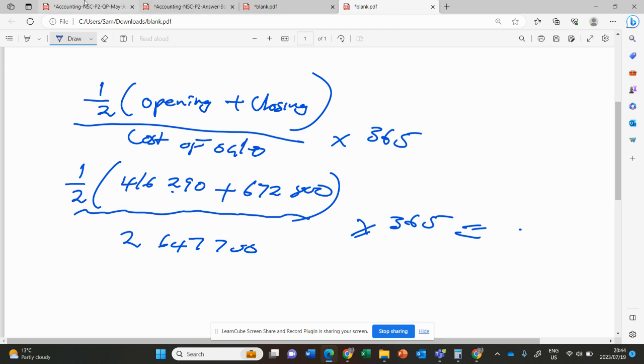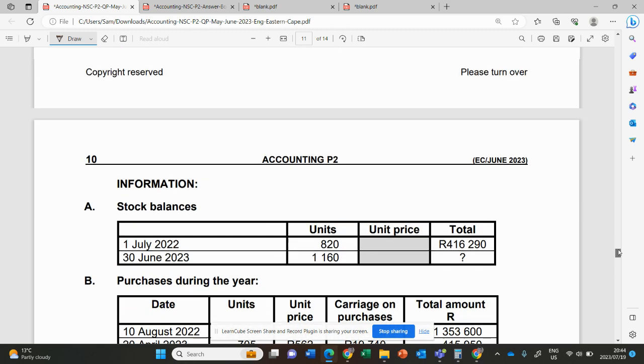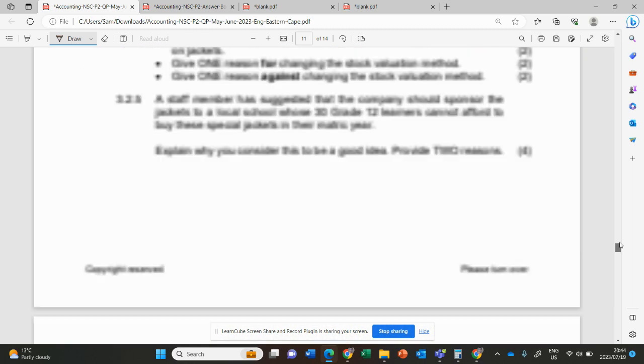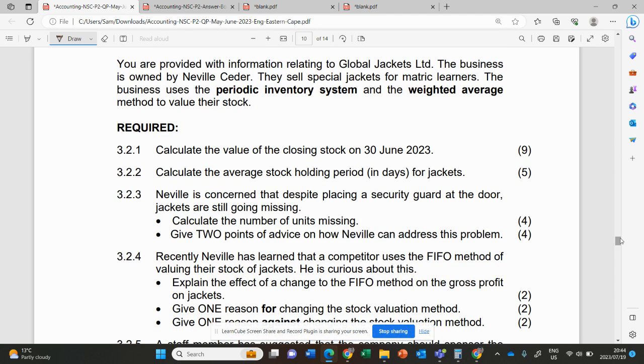Then now, the last question. We need to get the missing units. They said Navile is the owner, and is concerned that despite placing the security guard at the door, jackets are still going missing. Calculate the number of units missing.